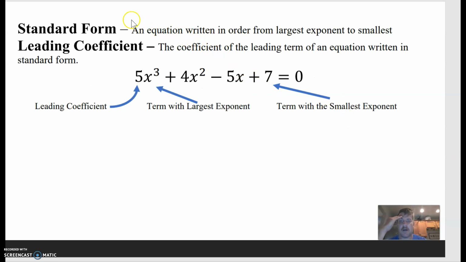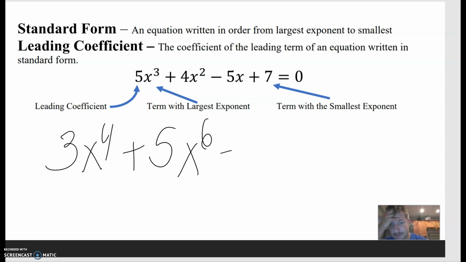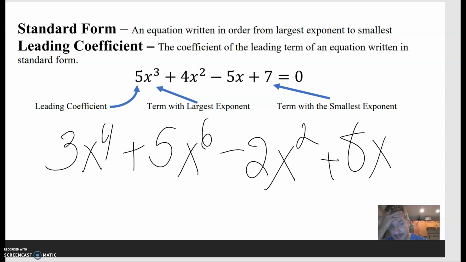So let's talk about standard form. Standard form for an equation, basically you put the highest exponent, remember the highest exponent is the degree, to the lowest exponent. So x to the 3rd, x to the 2nd, x to the 1st, 7. Now if we had the following, let's say we had 3x to the 4th plus 5x to the 6th minus 2x to the 2nd plus 8x. Whatever the highest exponent is, we put first.